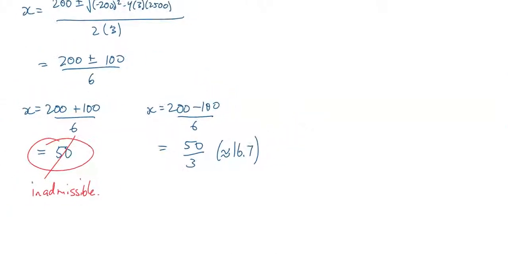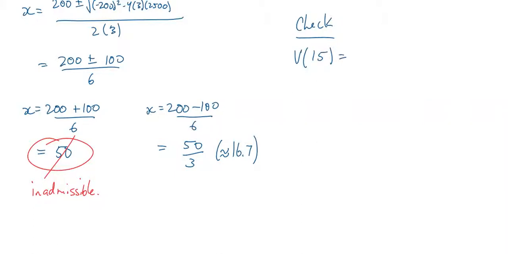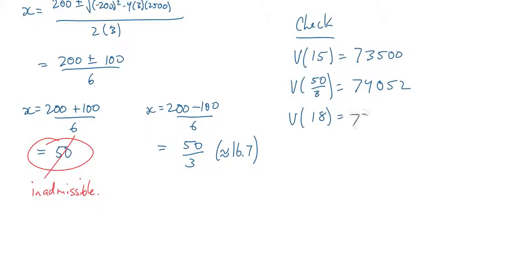Very quickly, I'm just going to write out the check. So I've already got the values. So we're at about 16, so I'm going to do 15 and 18, just because that's the one I have written down here. 73. So the maximum, so we're good.